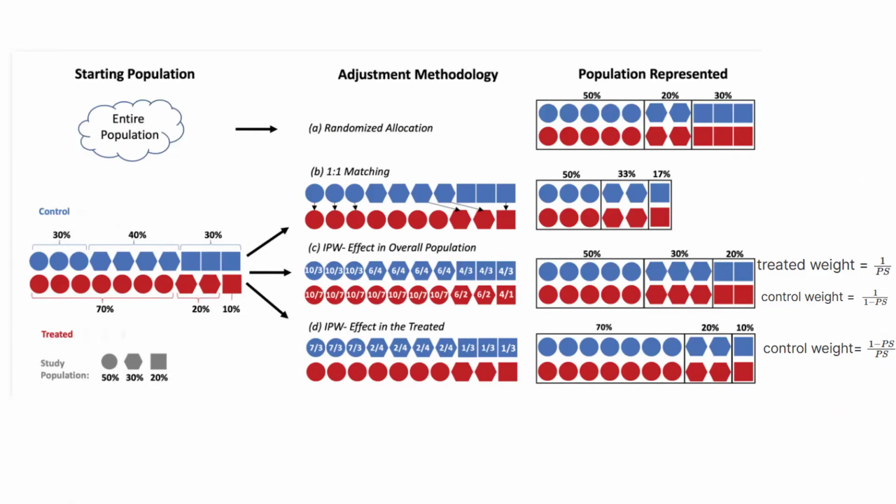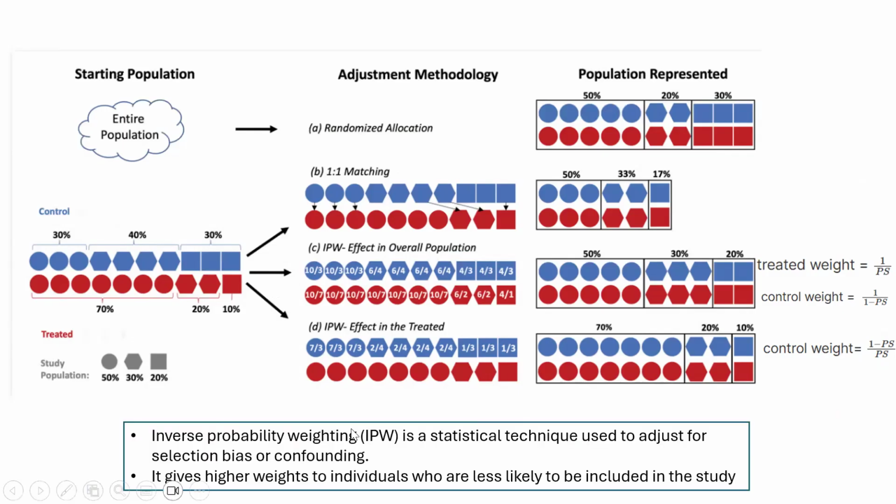So these are the various methods of propensity score. This is used to adjust for selection bias or confounding, and gives higher weights to individuals who are less likely to be included in the study.